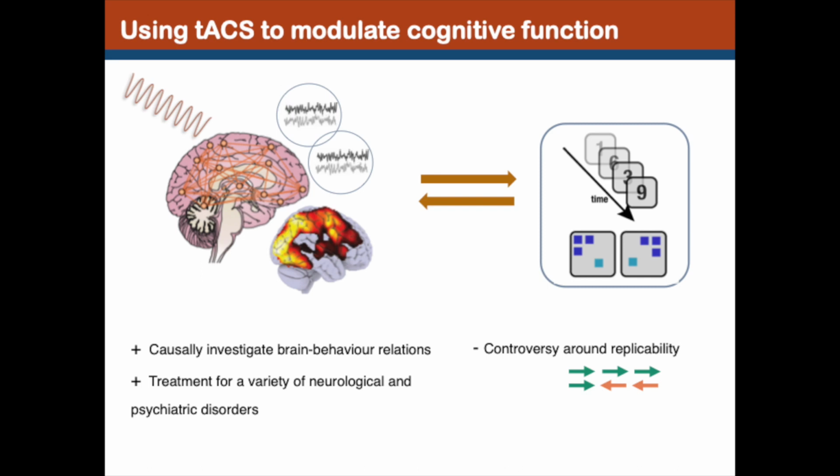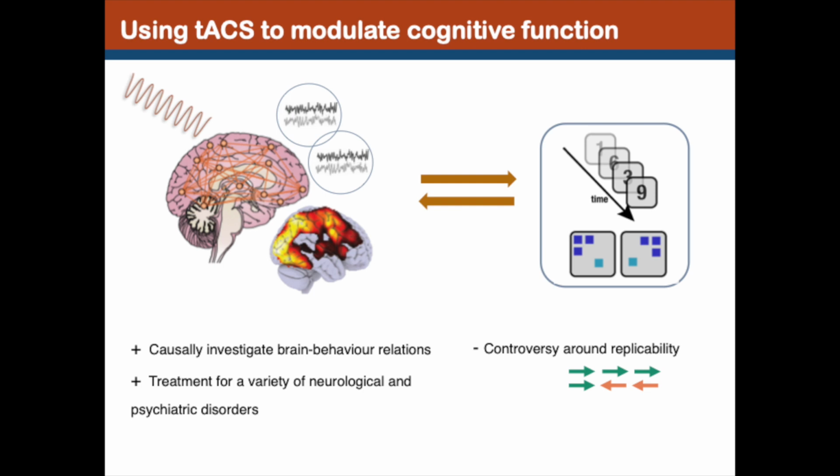And hopefully by doing this, we can go beyond correlation, and we can causally investigate this brain-behavior relationship. If we can shift this brain activity in particular frequencies, and we show differences in behavior, then we are showing that actually these oscillations are important, the regions where they occur are important, and we're able to tweak that.